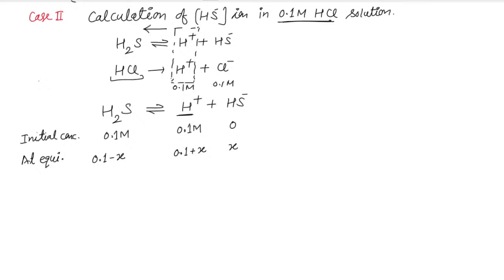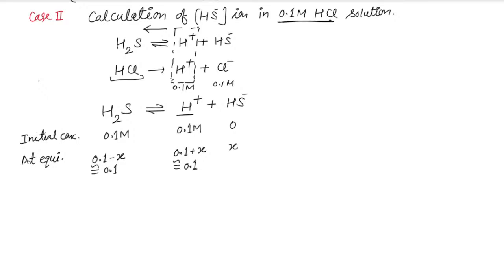Common ion effect can occur on the reactant side too, but in most cases it is on the product side only. So at equilibrium, let us say X moles of H2S are dissociated. So X moles of H plus and X moles of HS negative ion are formed. And X can be neglected, so it is very close to 0.1.